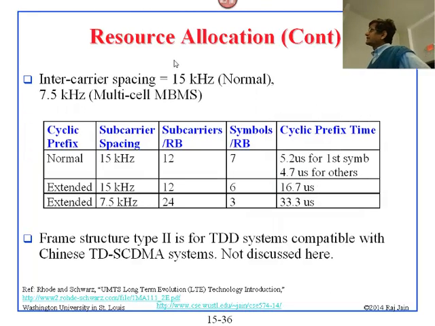Now, the carrier spacing is 15 kilohertz normally, but it is reduced to 7.5 kilohertz when we do multi-cell MBMS. I did not have a slide on MBMS in LTE, so I first put it in the LTE lecture, and then I said, well, all the numbering will be wrong, so I put it in the LTE Advanced lecture. So we will explain to you what MBMS is.